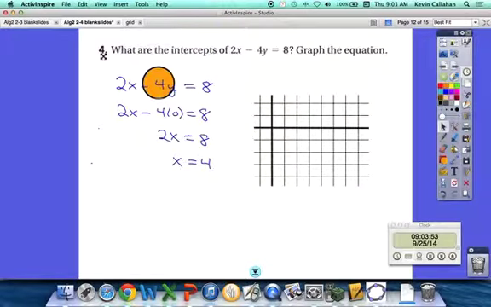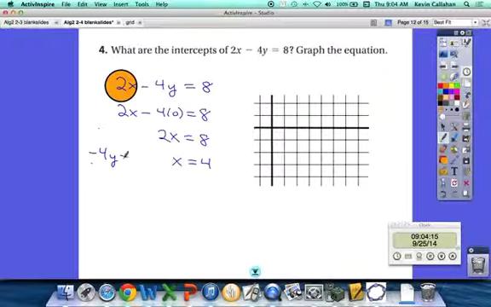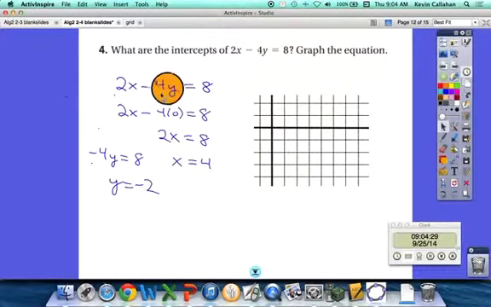Same thing if I want to substitute x equals 0, just cover up the x term. If on your paper, just put your finger over the x term and solve what's left, right? What's the equation that's left when I cover up the 2x? Negative 4y equals 8, right? Divide by negative 4, y equals negative 2. And so just one at a time with your hand, cover up the y term, solve for x. Cover up the x term, solve for y.